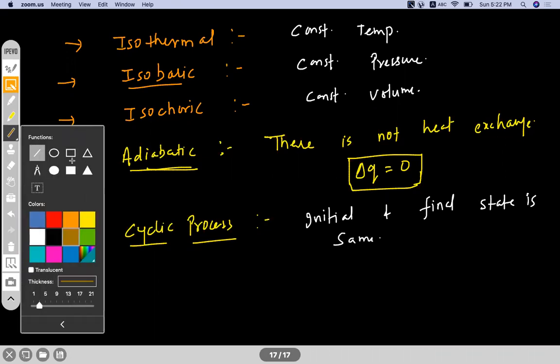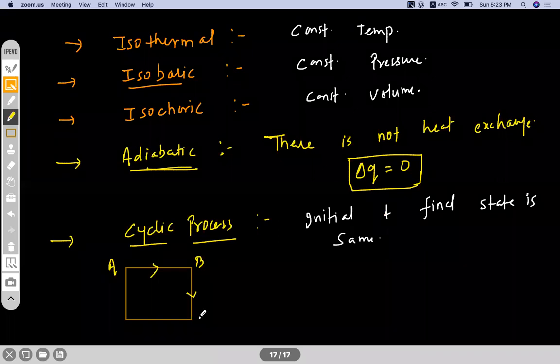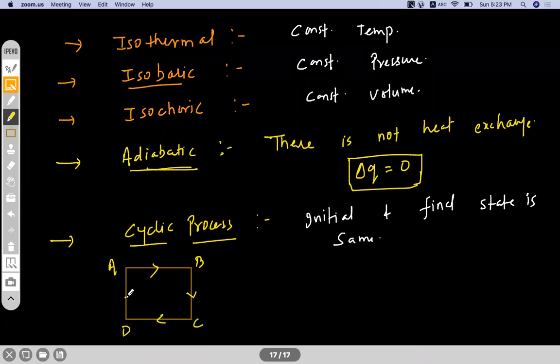For example, consider this process, okay? You start from A and then you go to B. Then from B, you go to C. From C, you go to D. And then again from D, you go to A. So initial state is A, final is also A, cyclic process.